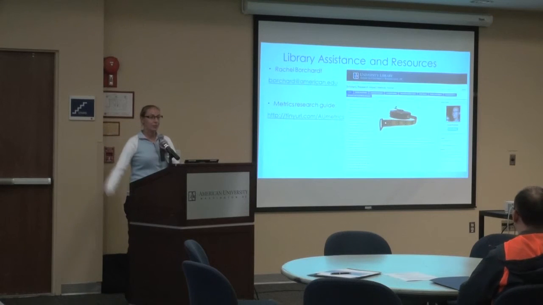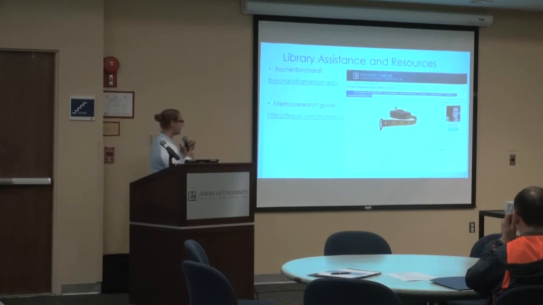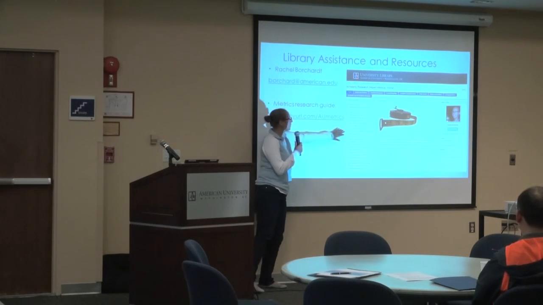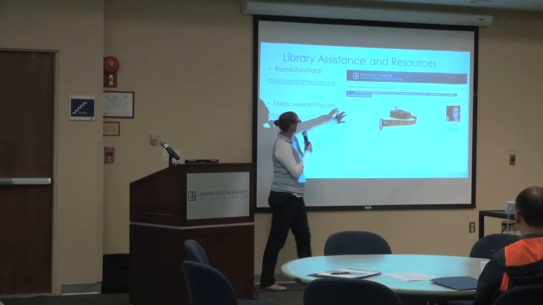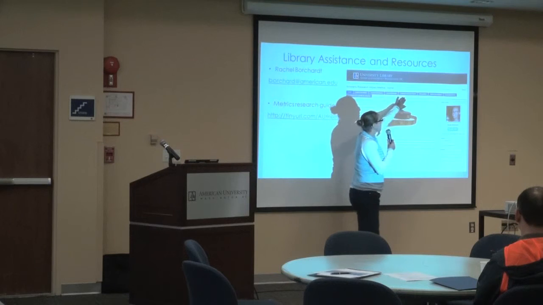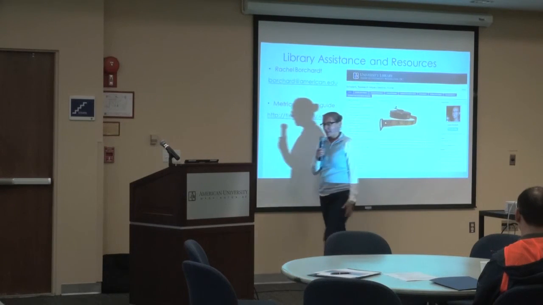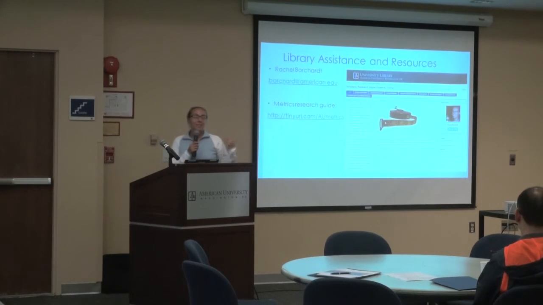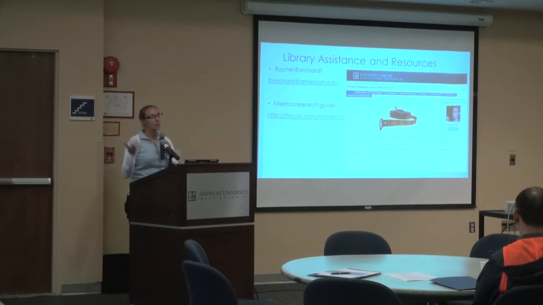The library is here to assist you. This is the research guide that I keep talking about, tiny URL. And you can't really see it, but we've got different types of impact, like article level, journal rankings, acceptance rates, book impact, et cetera, broken down with links to individual resources, step-by-step instructions of how to access these metrics, and all of that fun stuff.